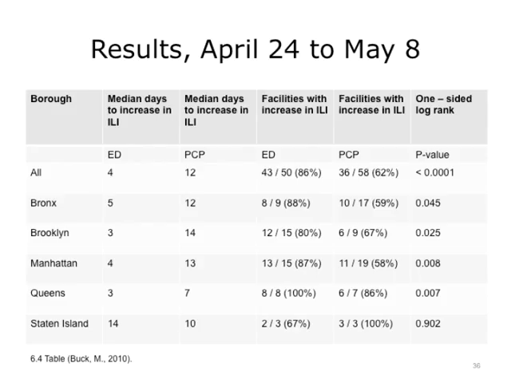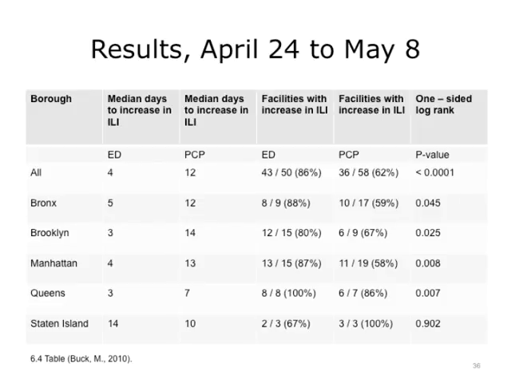In the first phase of the outbreak, 4/24 to 5/8, most EDs, 86%, experienced significant increases in ILI almost immediately, whereas the increase in ILI at ambulatory care facilities occurred in fewer sites, only 62%, and was more gradual. The median days to increase at EDs was 4 days. In other words, 50% of EDs experienced an increase in ILI within 4 days of April 24th. At the primary care practices, the median days to increase in ILI was 12 days. It wasn't until 12 days after April 24th that primary care practices experienced an increase in ILI.